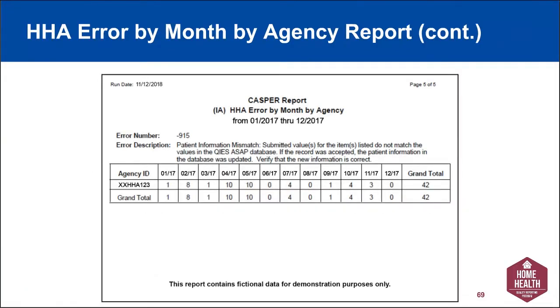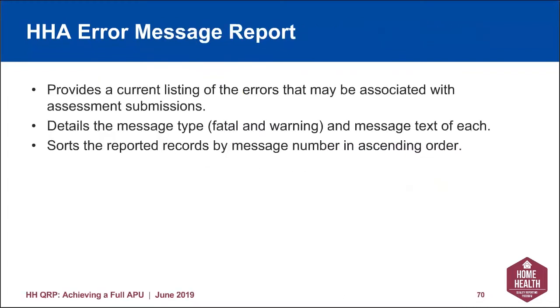Let's move on to the error by month by agency report. This is a picture of what this looks like, and you can see how you would identify month over month the trending. This is a little bigger and easier to read as you look at it on the page.